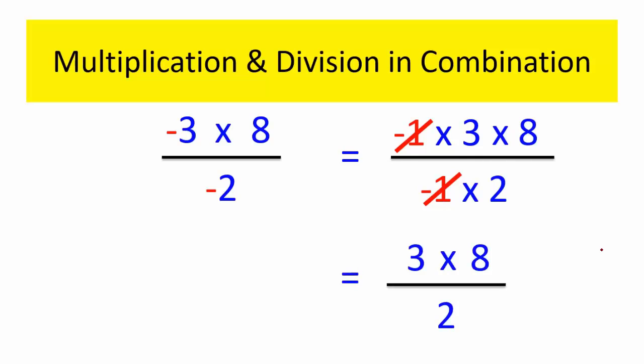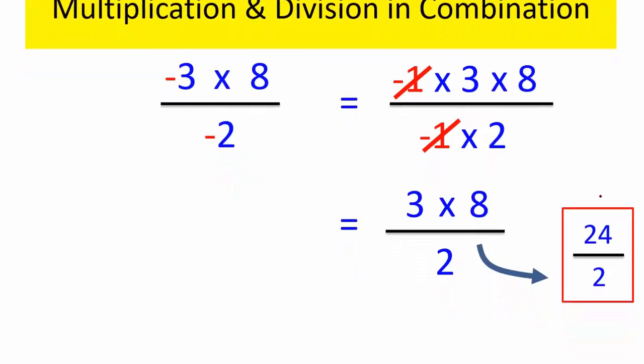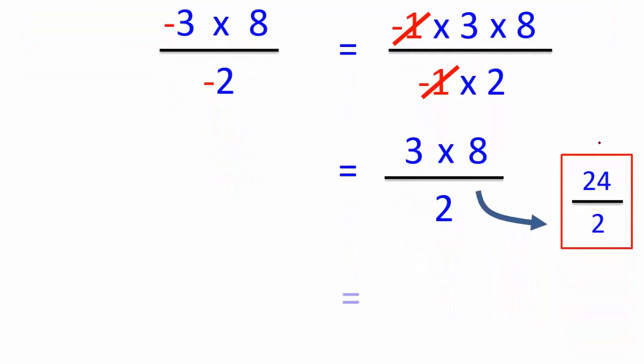3 times 8 is 24, so it'll become 24 over 2. And 24 divided by 2 gives me 12. So my negative numbers, in this case, had no impact on my final answer. The two negatives knocked each other out. Doesn't matter where they are. If you've got two negatives anywhere in that combination, whether they're multiplying or dividing, they'll knock each other out. You'll end up with a positive number.